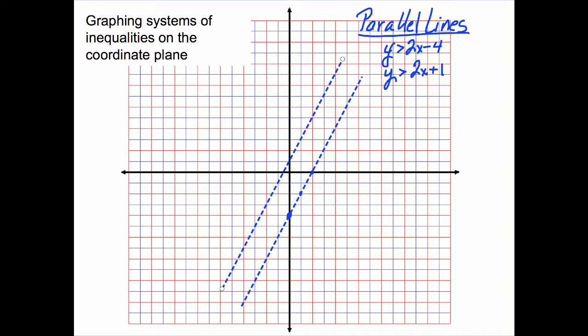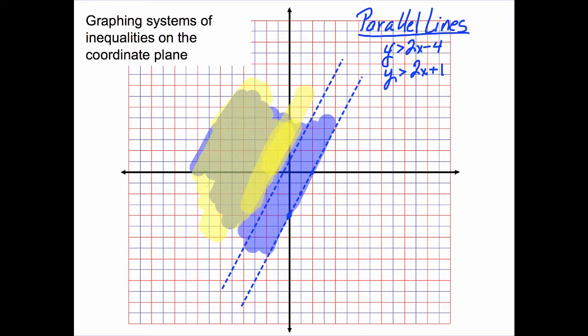And now let's see where to shade. So for the first one, y is greater than 2x minus 4. That's the lower line. We can test 0, 0 in here, and we get 0 is greater than negative 4. That's correct. So we're going to shade this side of the line. And then we can check y is greater than 2x plus 1. Once again, if we test the origin point, 0 is greater than 1. That's not true. So the origin is not part of the solution, and where we want to shade is going to be this area out here.